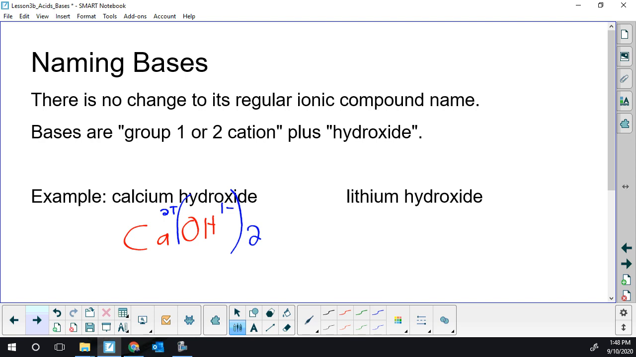It doesn't change because it's a base or because you put it in water. It doesn't have a different naming system. Same with lithium hydroxide. Lithium is a group 1, so it's plus 1. We've got hydroxide again, minus 1. That's balanced, no subscripts needed. That's lithium hydroxide.